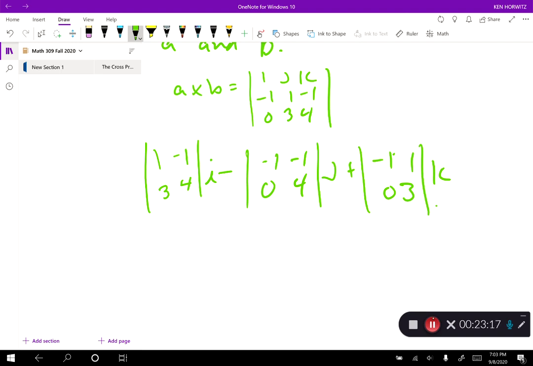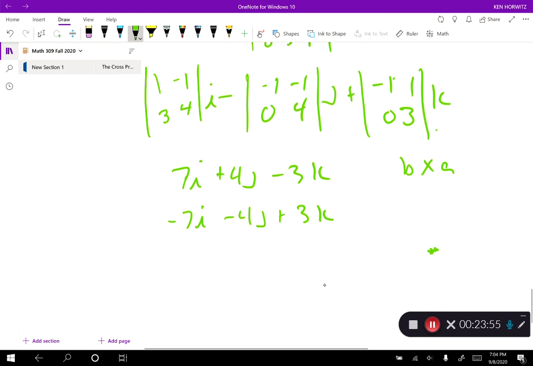So hopefully you paused the video, and the answer is going to be 7i plus 4j minus 3k. If you were asked for a second vector, you could just do b cross a, and in that case all the signs would change, so you'd have -7i minus 4j plus 3k, and that was one of the properties that we talked about earlier.